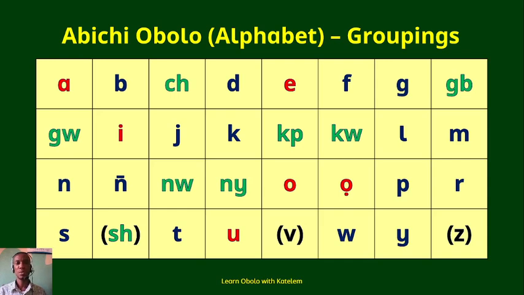In our previous lesson, we talked about the vowels, and we said there are only 7 vowels in Obolo language. You should be careful anytime you're writing the vowel O. Don't forget to always put a dot under, because if you write it without a dot under, you are writing a different letter instead.